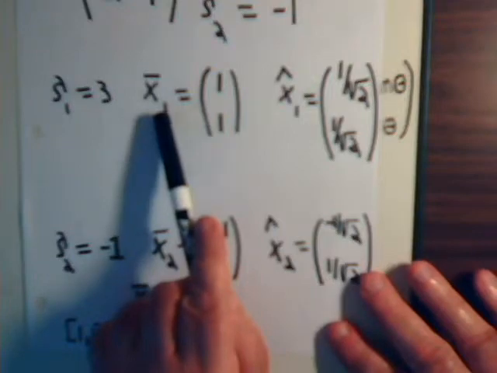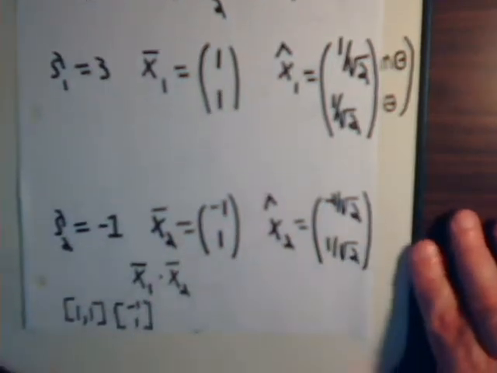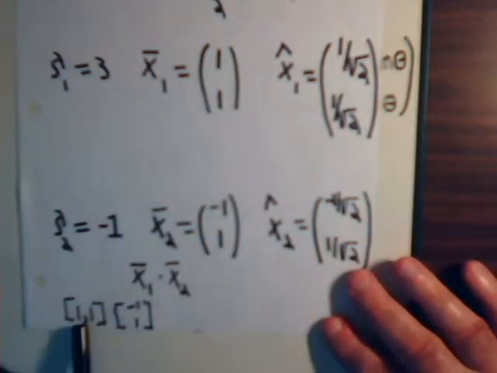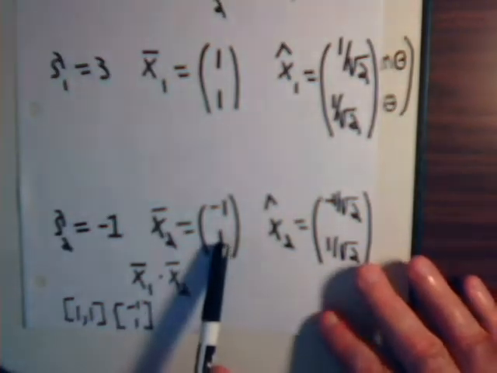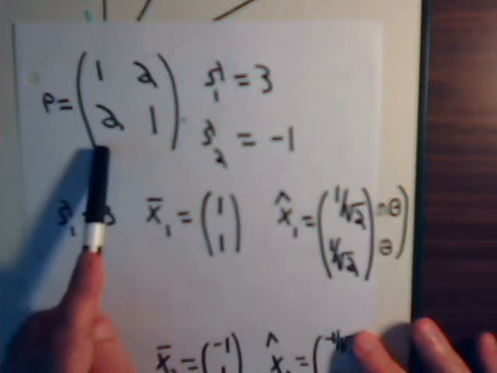Notice that x1 dot x2 is 0. Right, this is a row vector. Here's column vector x2. 1 times minus 1 is minus 1. 1 plus 1 is plus 1. Add them together, it's 0. So we have two orthogonal eigenvectors. They have to be orthogonal because this matrix here is symmetric.